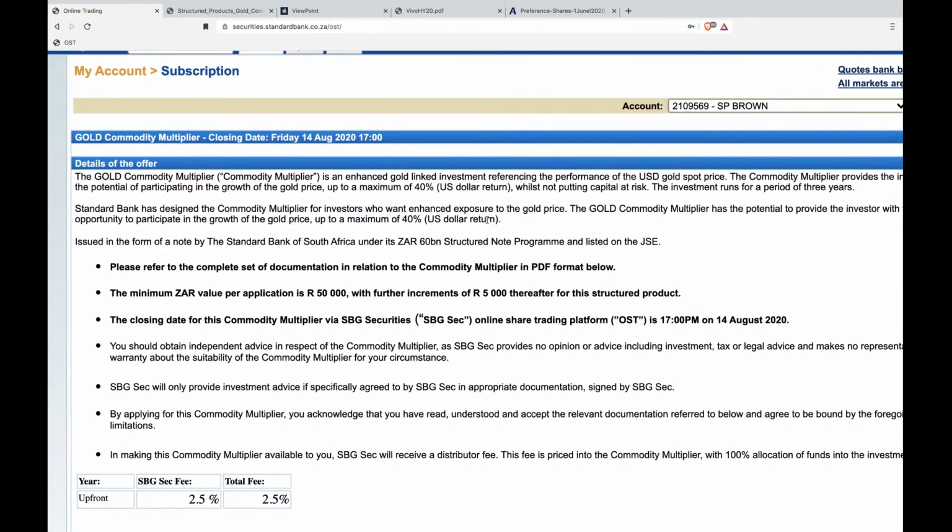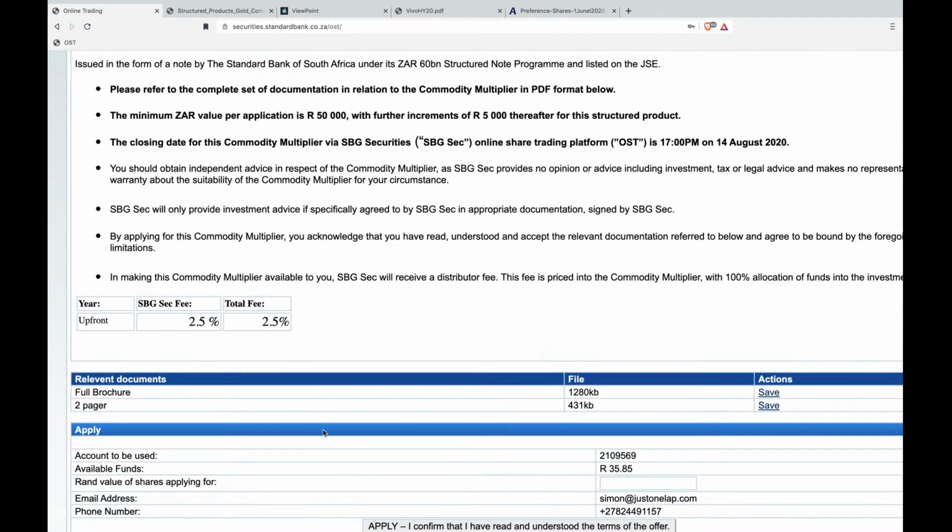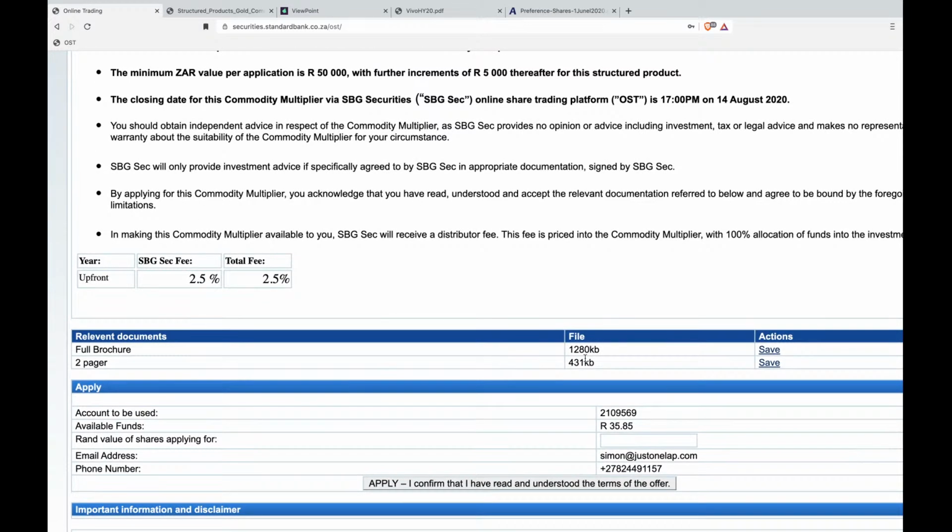I've downloaded the documents that come with it. Minimum ZAR value is 50,000. Increments thereafter of 5,000. Always massively important that you make those minimums and the increments, otherwise you get booted out. It gives you the closing date, documentation, etc. And obviously, if you apply, you disclaim that you have done your homework. Disclosing the upfront fee, which is 2.5%, that will go to Standard Online Share Trading. 2 documents, a full brochure and a 2-pager.